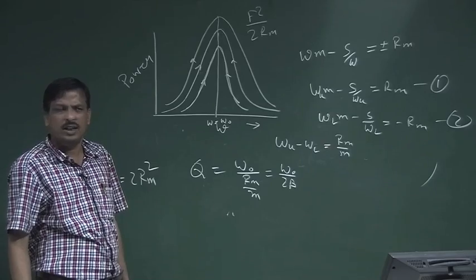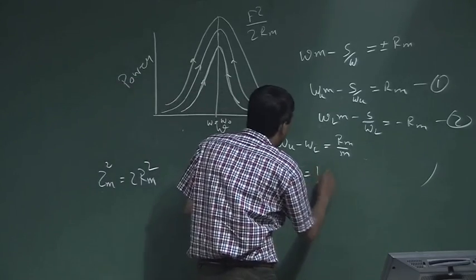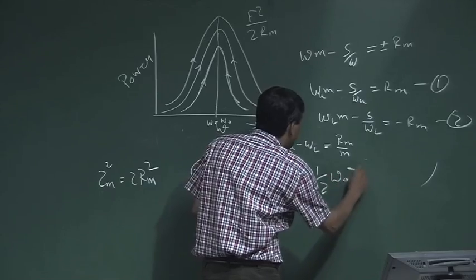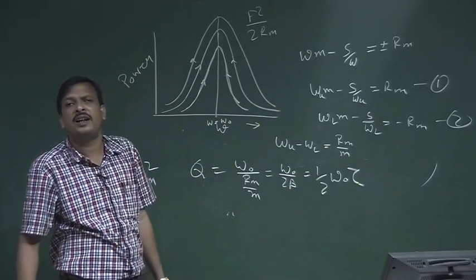Similarly, 1 by beta is equal to tau, so I can write it as half omega 0 tau. So, this is called mechanical resonance.